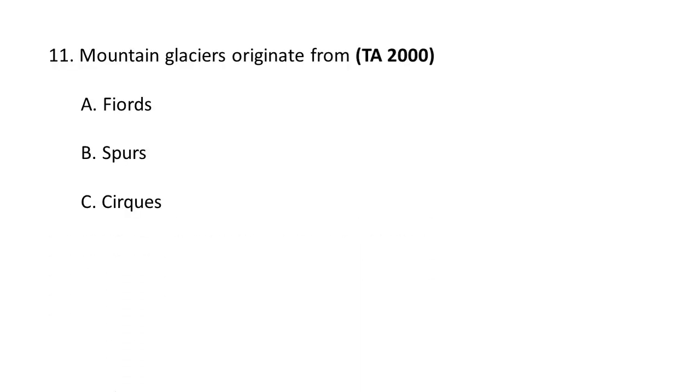Next question. Mountain glaciers originate from A, fjords, B, spurs, C, cirques, D, plains. Mountain glaciers originate from cirques. C, cirques is the correct option. Mountain glaciers originate from cirques, which are typically armchair shaped depressions in the mountains. So C, cirques is the correct option.